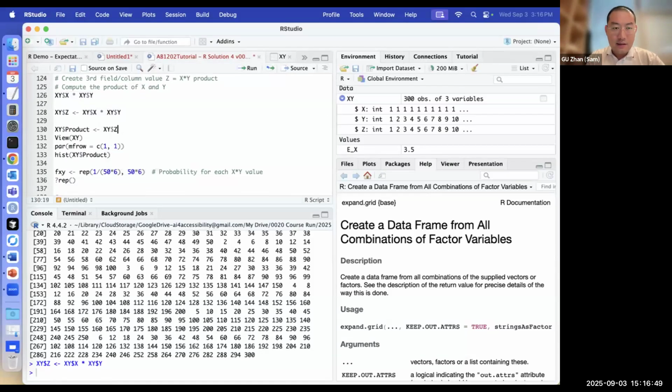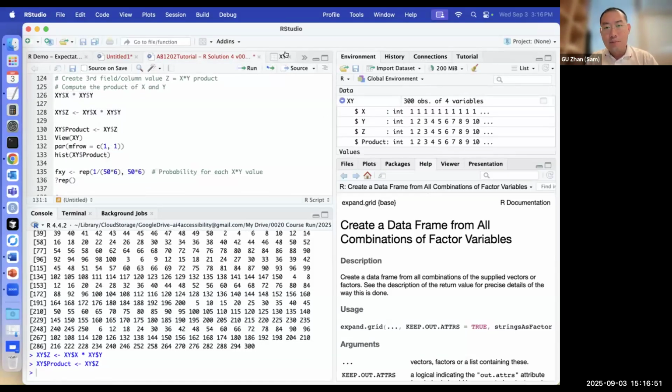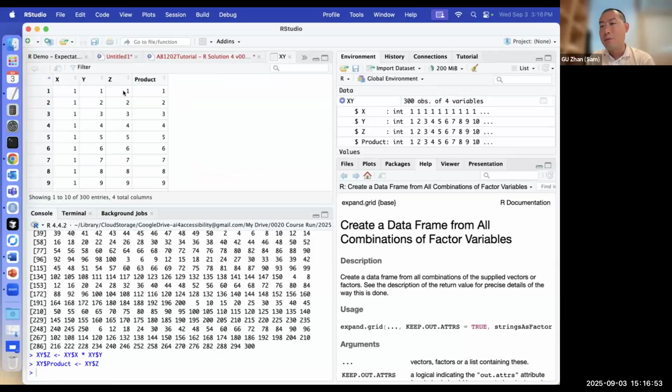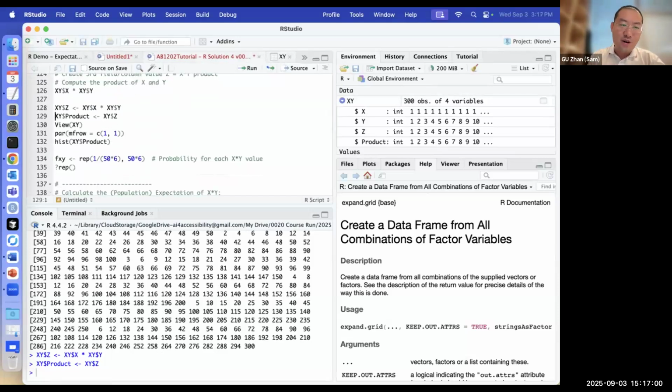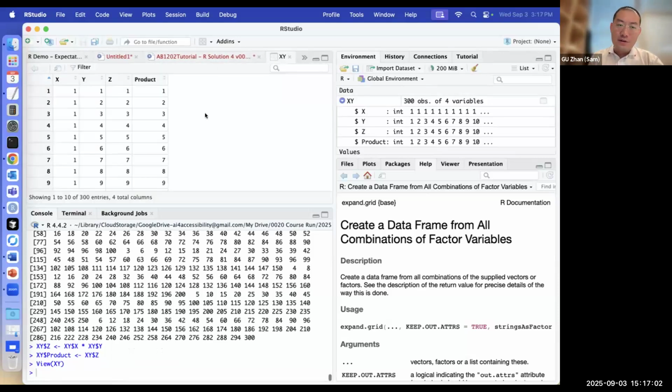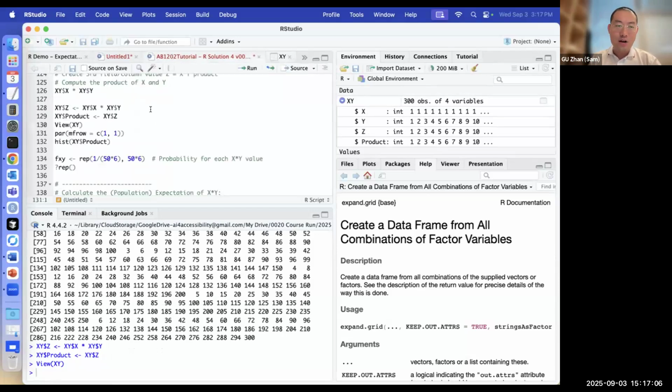Next, I want to assign the product to make my life easier. I use Z to assign to a new variable called product. I just create a dummy product, just one product. The product is exactly the same as Z, because I just want to reuse the rest of the code. So if you view XY, you can see this data frame with 4 columns.